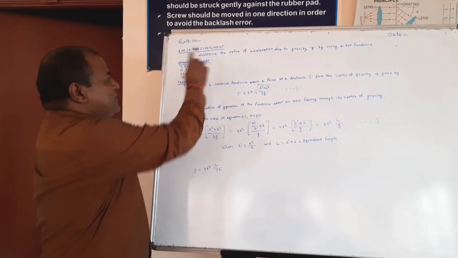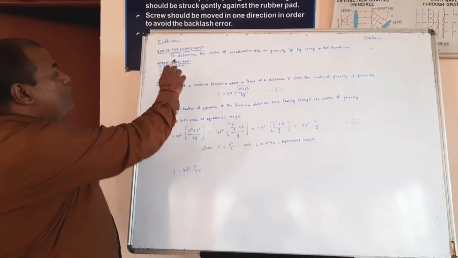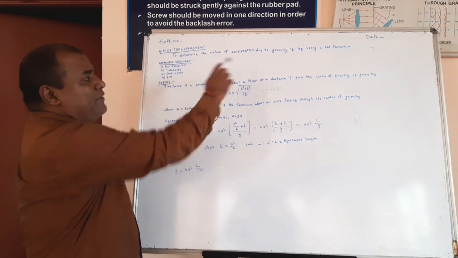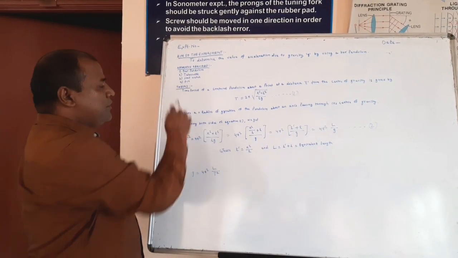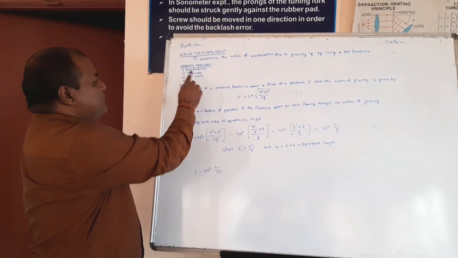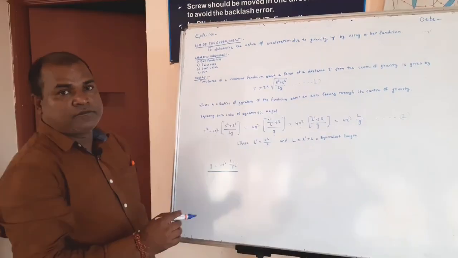Then your aim of the experiment: to determine the value of acceleration due to gravity g by using a bar pendulum. Then apparatus required: bar pendulum, telescope, stopwatch, pin.